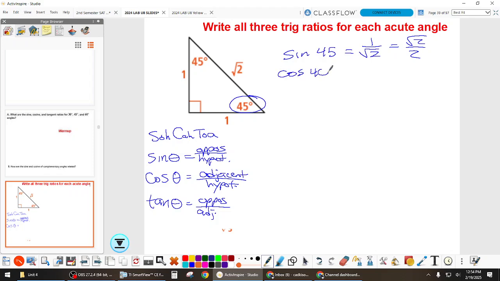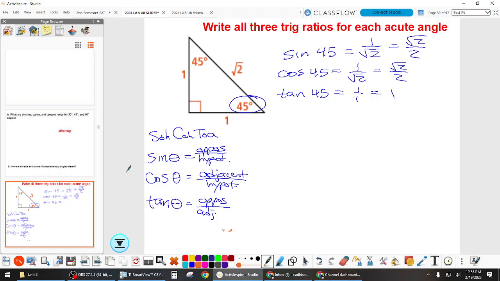Okay, cosine of 45 is the same, but it's adjacent now over hypotenuse, but it's the same in this case. And then tangent of 45. So opposite over adjacent, 1 over 1, which is just 1. How'd that go? Just as a quick review of the definitions. Okay.